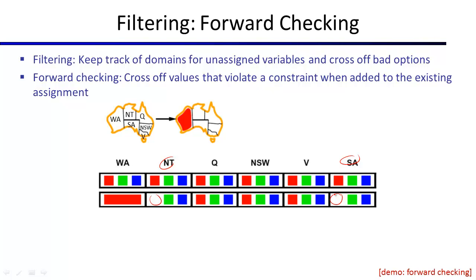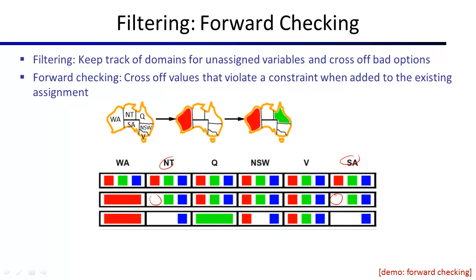What happens next? Let's say we assign green to the one on the top right. Then what happens is we get one of them assigned, and then all of the neighboring ones, this one, this one, this one, get their green erased because green is not possible anymore. So the neighbors in this case are this one, and this one, and all three of them get green erased.